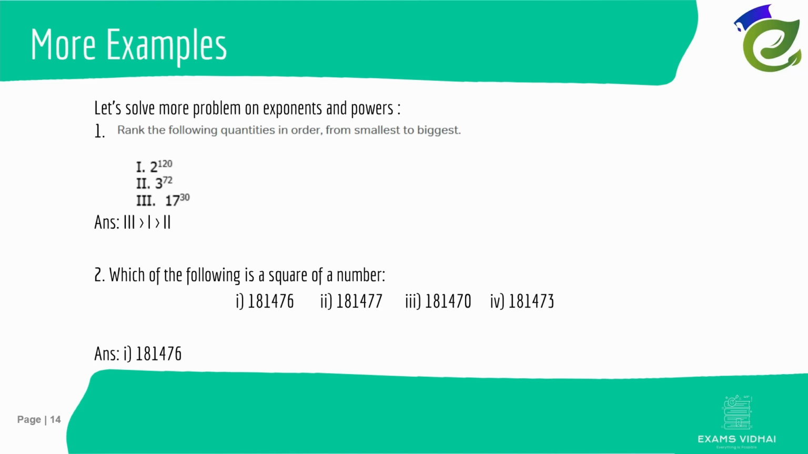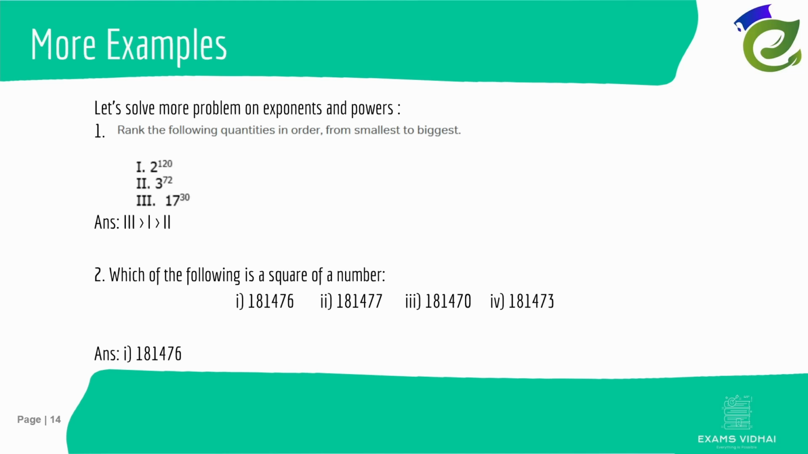And you know 16 by 17 is lesser than 1. Obviously, it's lesser than 1. And any number lesser than 1 raised to the power 30 would again be lesser than 1. So in this case, as 2 power 120 by 17 power 30 is lesser than 1, 17 power 30 is greater than 2 power 120.